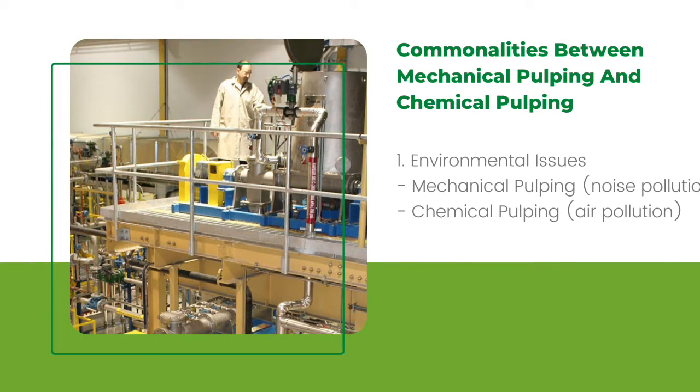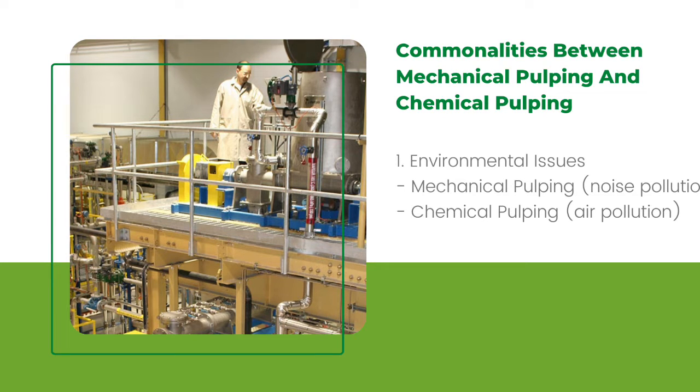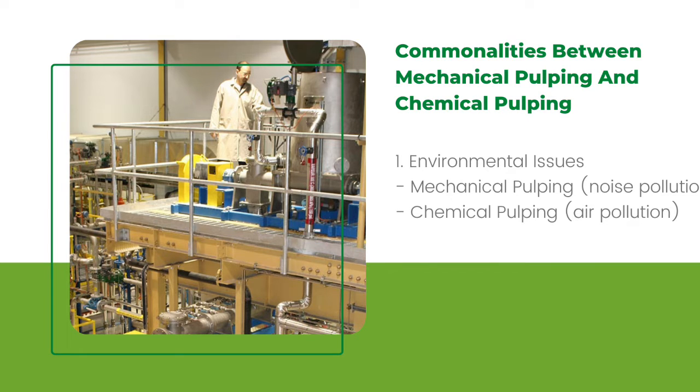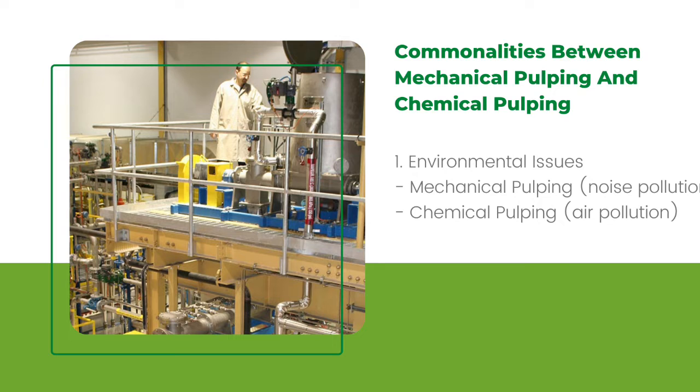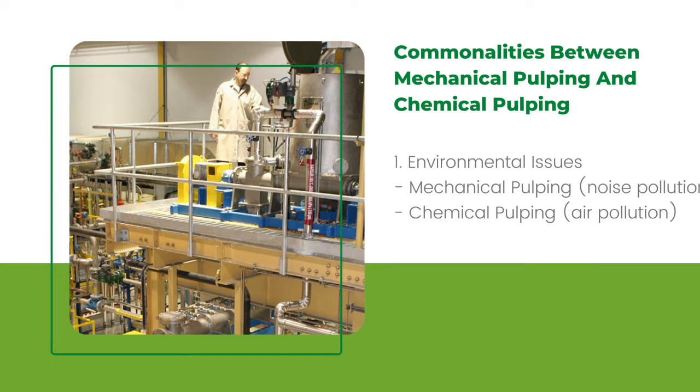Now, we are looking at the commonalities between mechanical pulping and chemical pulping. The first commonality is the environmental issues. For mechanical pulping, it causes noise pollution. The three most damaging sources of noise pollution in an industrial setting are machinery, construction, and vehicles.